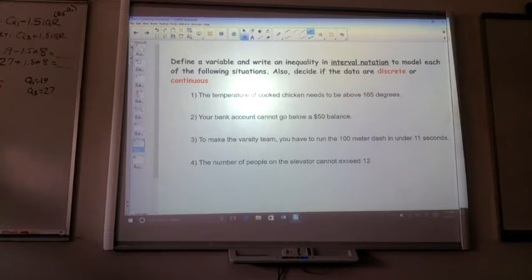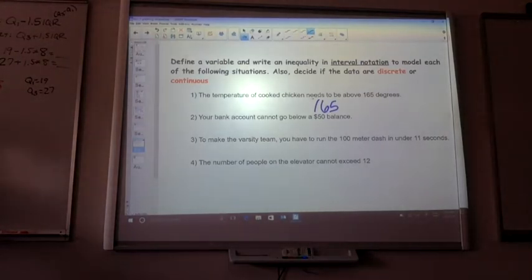So where should we start? So it needs to be above it. So am I including it? It needs to be above it. Am I including it? No. Okay?